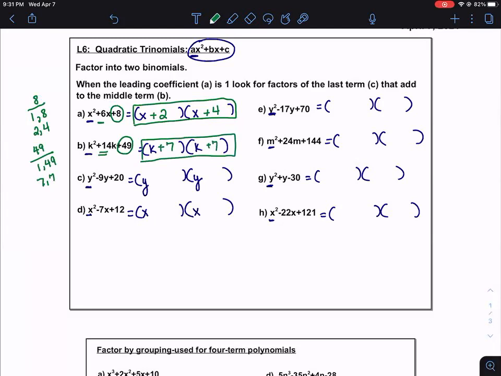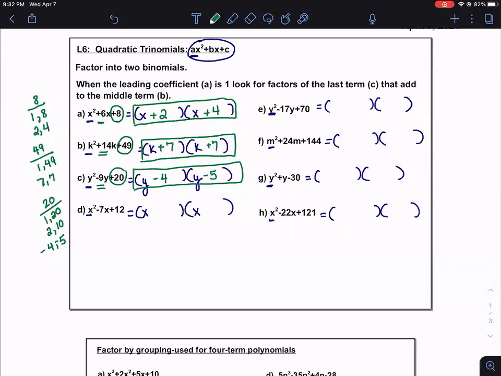For the next situation, I'm just going to ask you to hold your questions till I open up for them. We have y times y is y squared. So here the last term is 20. So I need factors of 20 that add to negative 9. 1 and 20 will never get me to 9. 2 and 10 will never get me to 9. 4 and 5 can get me to 9. Now I have to multiply to a positive 20, but add to a negative 9. 2 negatives multiply to a positive 20, but add to a negative 9. And again, in this case, the order does not matter.